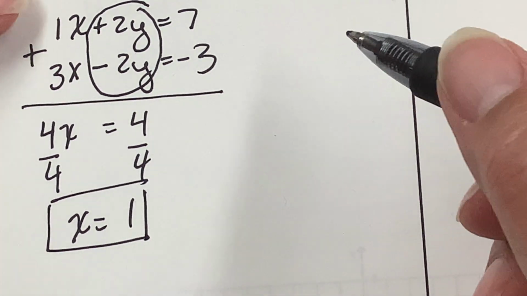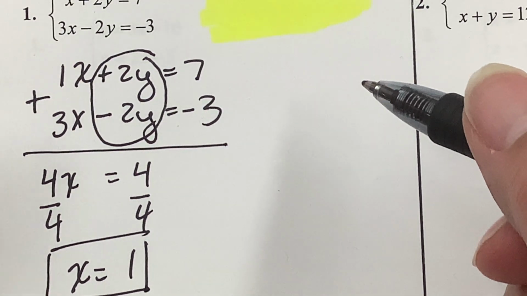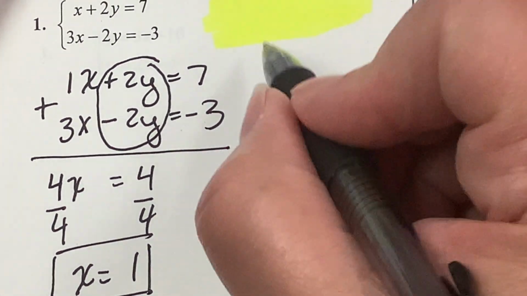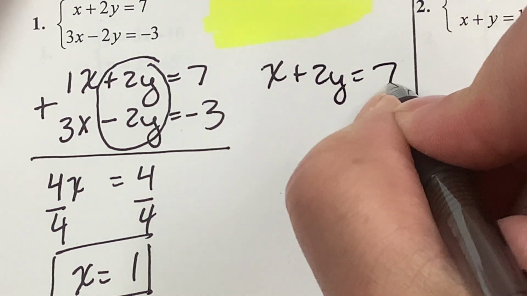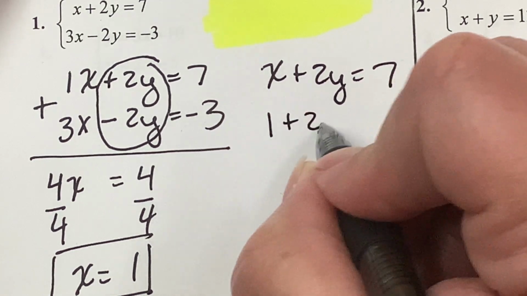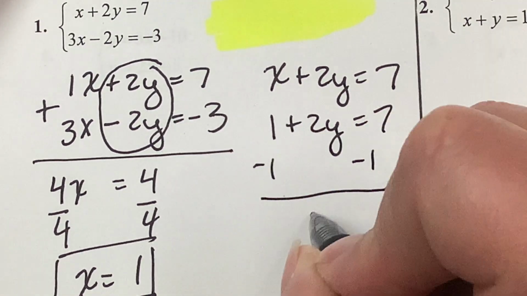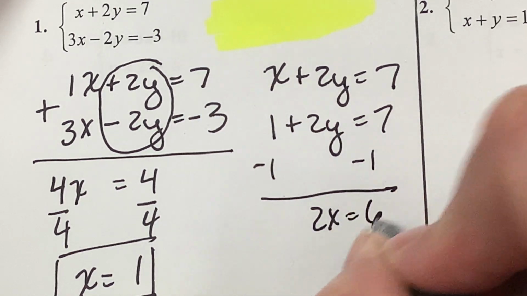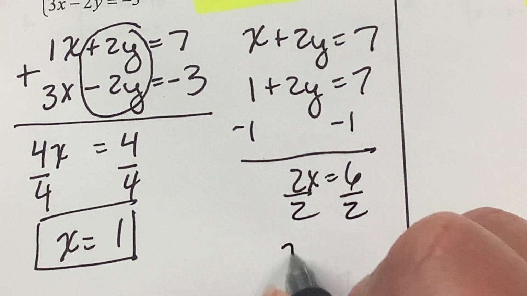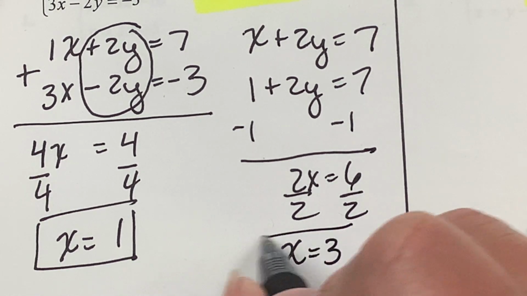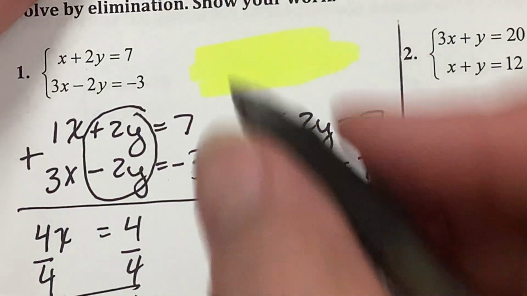So now I have to go back and I have to pick one of the original 2 and put my x in and solve for y. So I'm going to take the top one. X plus 2y equals 7. 1 plus 2y equals 7. Subtract 1 from both sides. I get 2x equals 6. Divide by 2, and x equals 3. Look at that. Already got my first problem done.